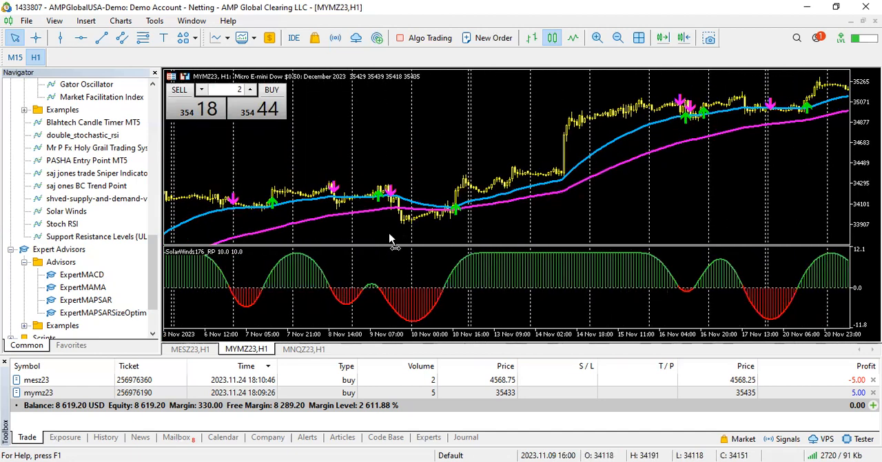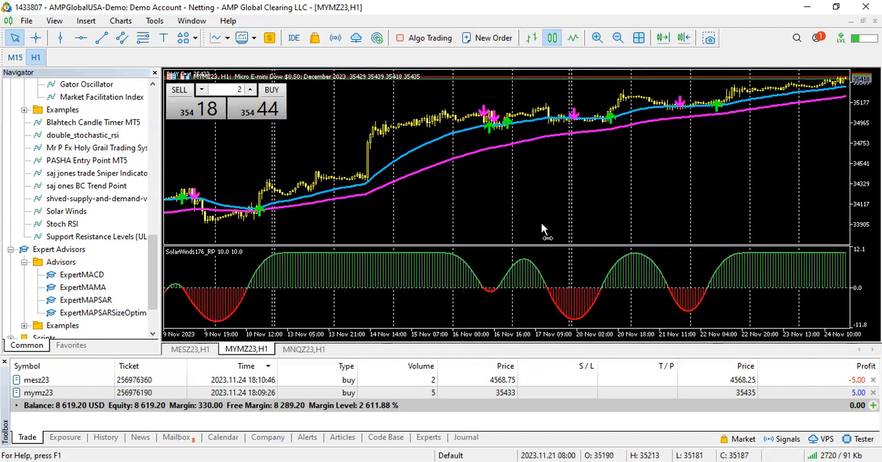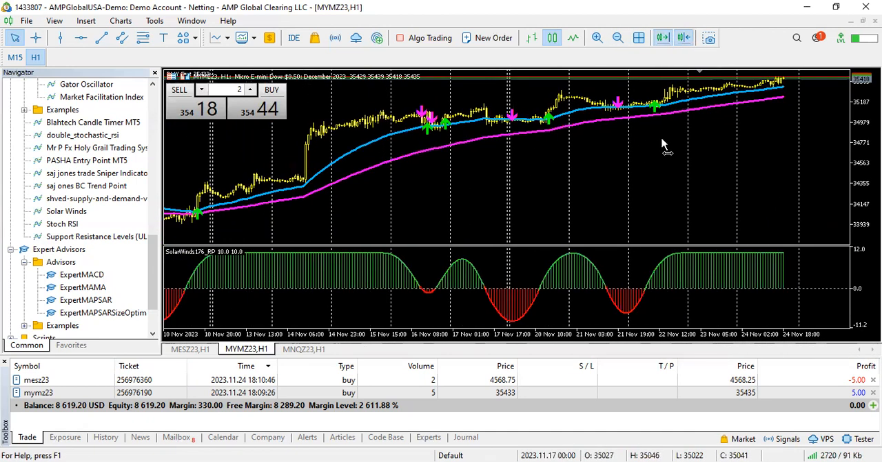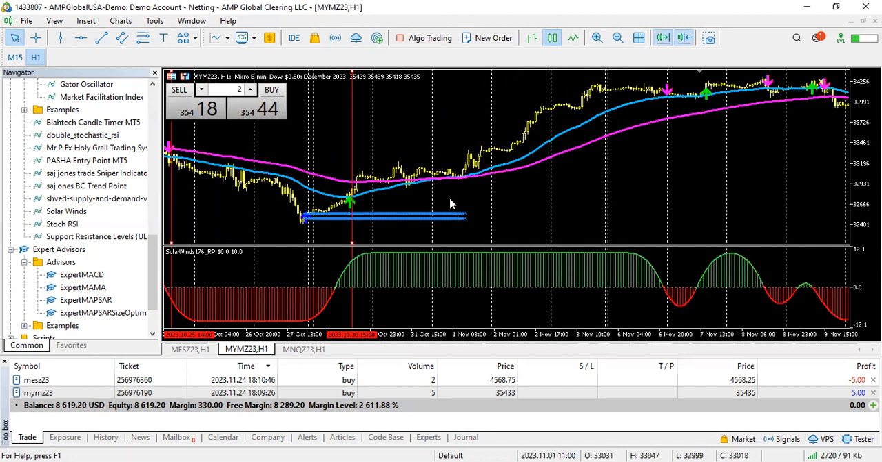We are in November. This is November 24th right here. November 24th. Do you see where this is? This thing has been going in the uptrend on the hour time frame since October 27th.